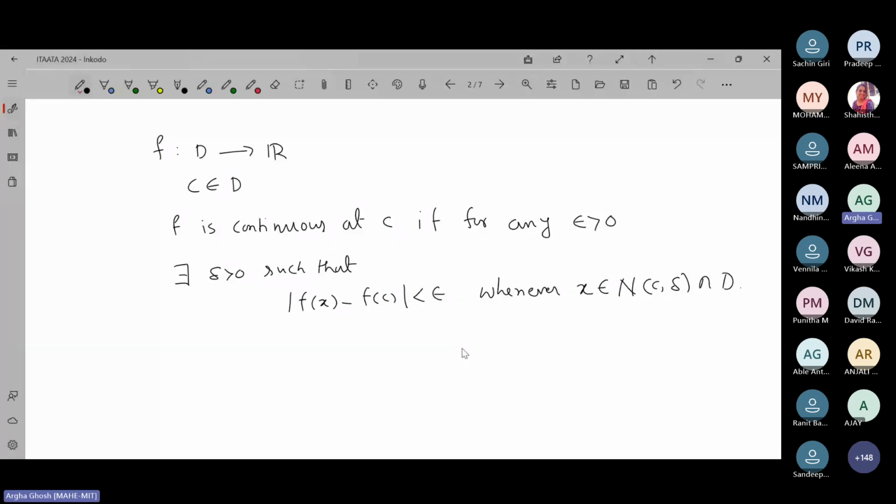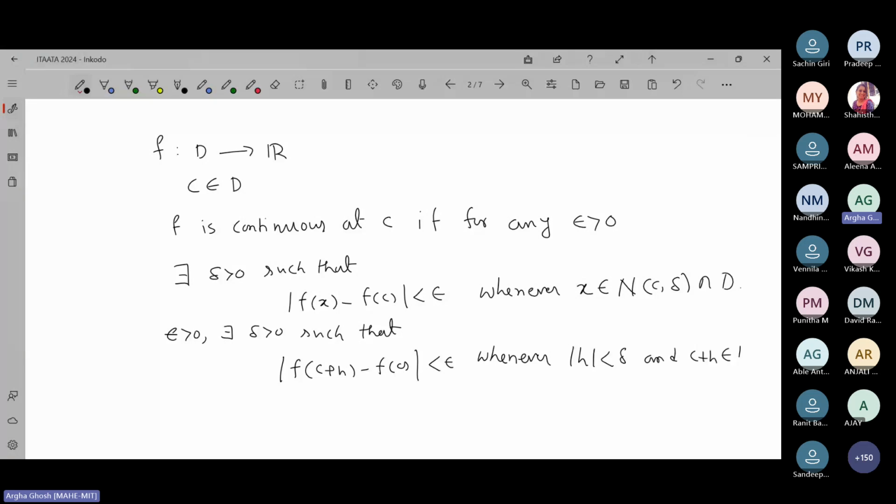So this is an equivalent definition of continuity. There is one more equivalent definition, which says that for each epsilon greater than 0, there exists a delta greater than 0, such that |f(c+h) - f(c)| is less than epsilon whenever |h| is less than delta and c+h belongs to the domain.